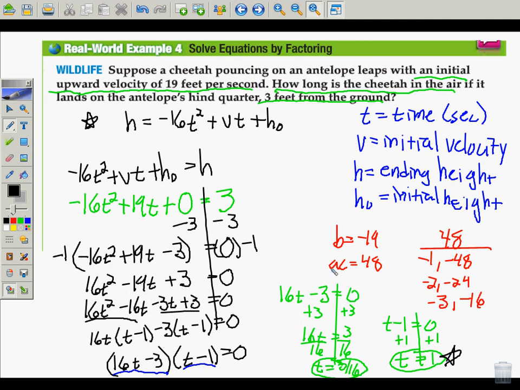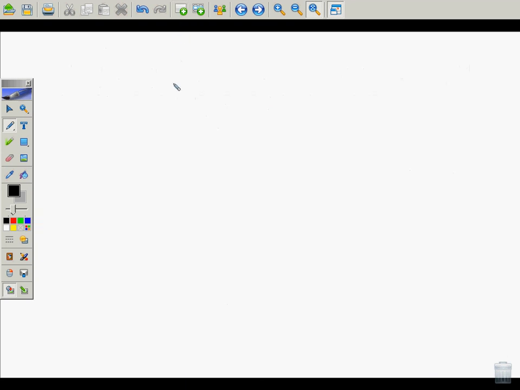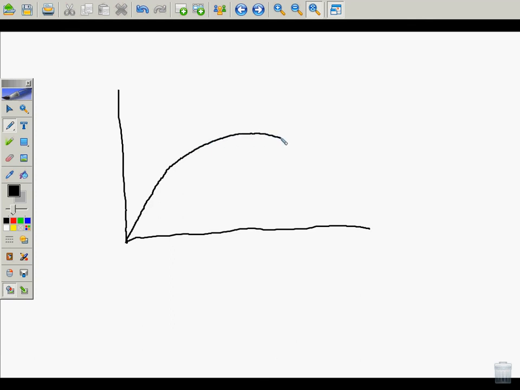If you think about our graph, okay, we've got our cheetah right here at 0 seconds. It's going to jump up, and then we're going to land on the antelope right here. Okay, so let's say this is my antelope's height of 3 feet. Obviously, here's my 1 second. This is when I finally landed on the antelope. Right here would be the 3/16 of a second, because on my way up, I passed that 3 feet.